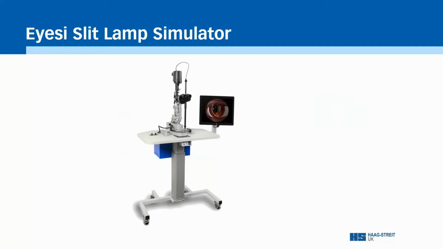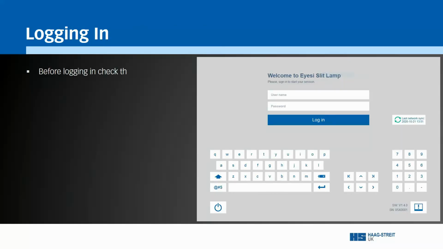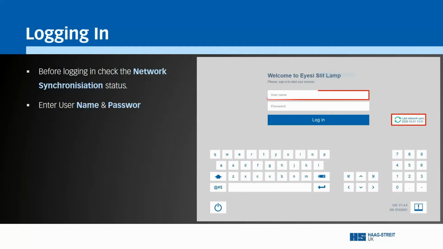I'd now like to spend a little bit of time running through a basic demonstration of how to use the Eyesi Slit Lamp simulator. Before logging in, or logging out for that matter, it's important to check that the system has been synchronized. A green icon here means that all data is up to date. Red means that the last synchronization attempt failed, and grey signifies that a data synchronization is in progress, so you should wait until it completes before logging in.